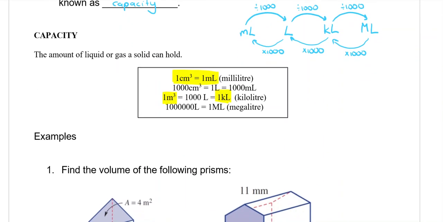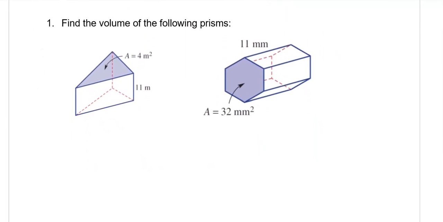Okay, so let's have a look at what we need to do. Question 1, find the volume of the following prisms. Now the formula for volume is V equals AH, and often we need to work out what the A is before we do the question, but not in this one. In this question we can see that A is given to us here. The area of this triangle is the A, and it is 4 meters squared. So A is 4, and the height of the prism is this 11, so 4 times 11 is 44 meters cubed.